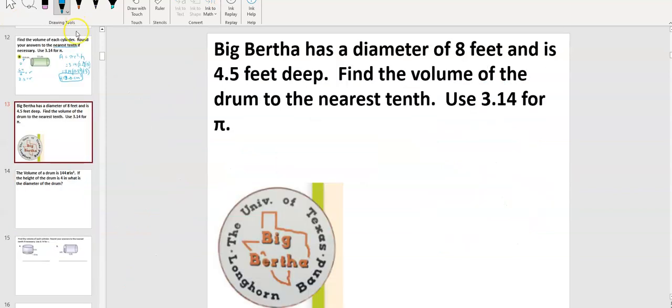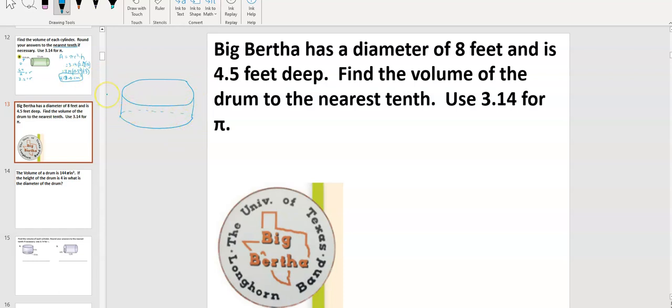All right, so now we have a word problem. So we have a cylinder in real life. This is Big Bertha, which is the big drum that's in the University of Texas Longhorn Band. This is just from your textbook. But our drum, in case you were curious, is in the shape of a cylinder. So it's kind of hard to see in this picture, but we can draw a cylinder by drawing a circle on top, lines down, a curved area in the back, and then a dotted curved area in the back.